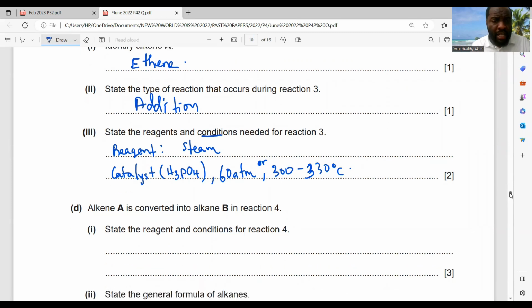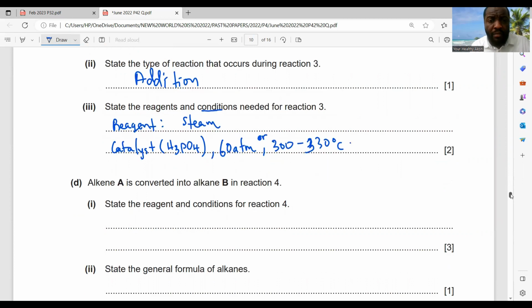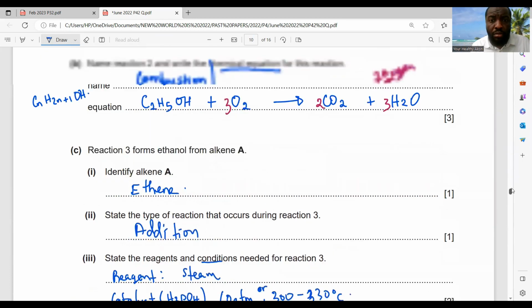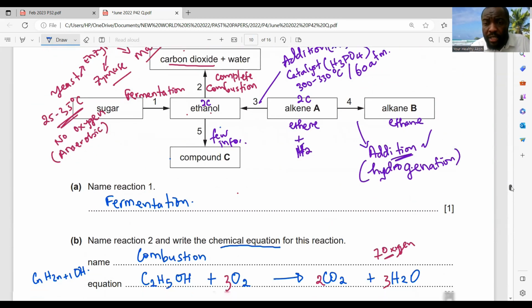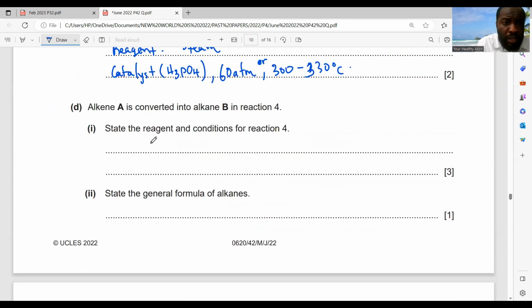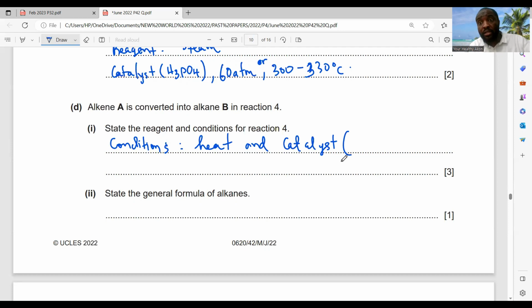The next, alkene A is converted to alkane B in reaction 4. State the reagent and conditions for reaction 4. The conditions will be you need heat and a catalyst. If you want to be precise in AS and A2, you have to be precise, but for IGCSE, just saying catalyst is okay, it's understood. So you need a nickel or platinum catalyst.